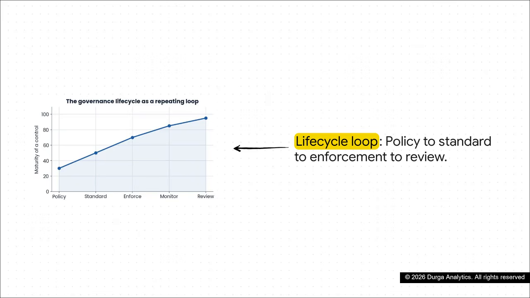Every single rule starts at the bottom as a policy. This is just a simple statement of intent, like personal data must be protected. But then it matures. It moves up to become a standard, making that intent concrete. Next is enforcement, where we actually put a control in place. Then comes monitoring, where we actively watch that control. And finally, review, where we update the rule as the world changes. Then the whole loop repeats. The rule gains strength and maturity at every single step.